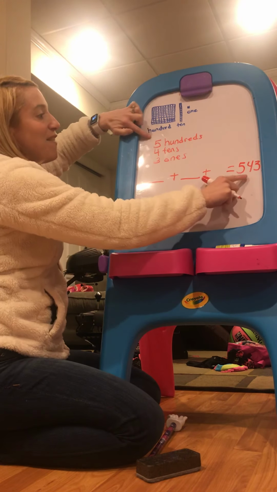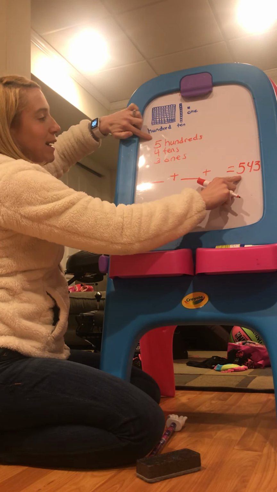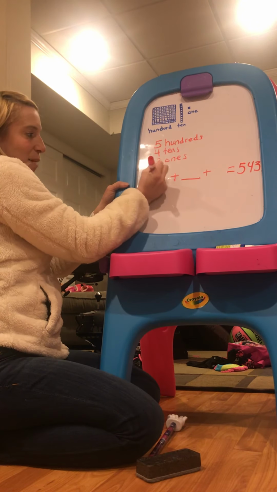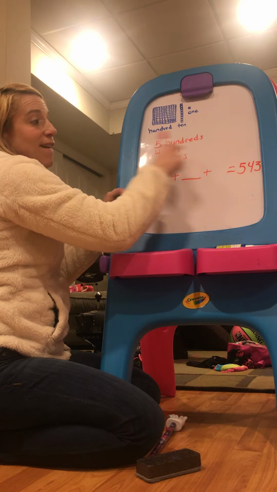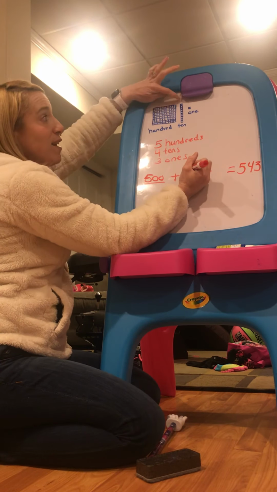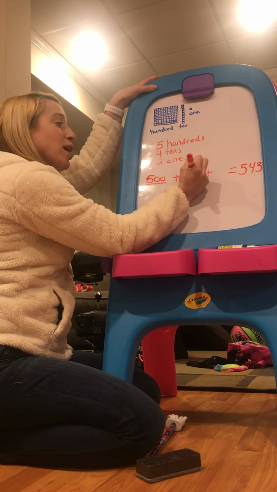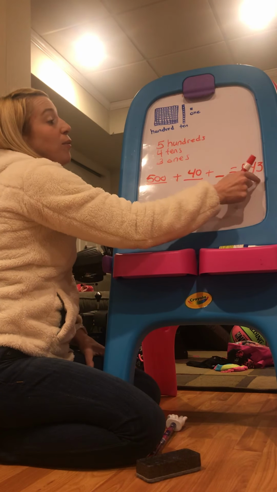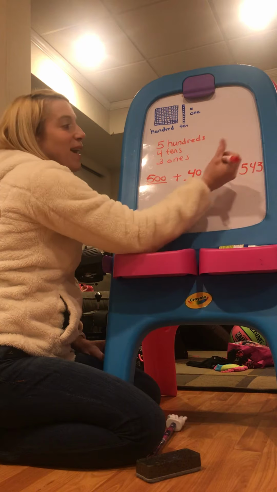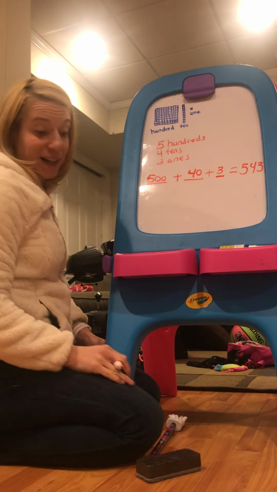What does the 500 really mean? That means 500. What does the 4 really mean? What does 4 tens mean? It means 4 of these. It means 40. And finally, what does the plain old 3? Listen, 543. It means plain old 3.